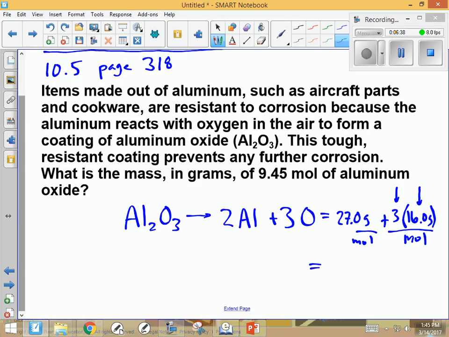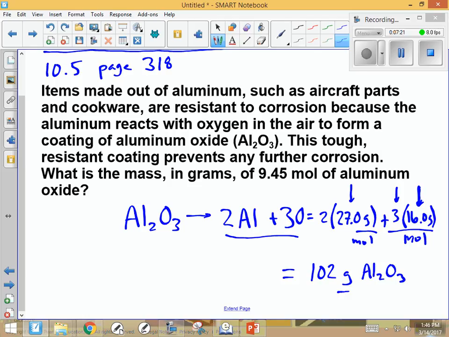And once I do the math, I get, my assistant just brought to my attention, I left a 2 off right there. So, backing up, 2 aluminums, 3 oxygens, right here. That's 2 times the molar mass of aluminum, and 3 times the molar mass of oxygen, which is 16. And when I do all of that, I'm going to get 2 times 27 plus 3 times 16 equals 102 grams of aluminum oxide per 1 mole. That's your molar mass right there.